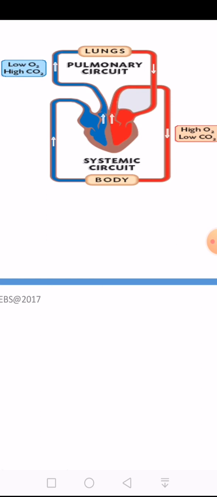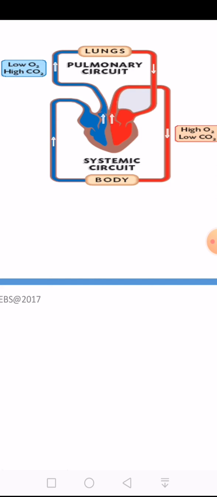That's how blood flows. Blood starts from the body, then goes to the heart, and then comes back to the body. It has two colors: the blue color and the red color. The blue color represents the deoxygenated blood, and the red color represents the oxygenated blood.